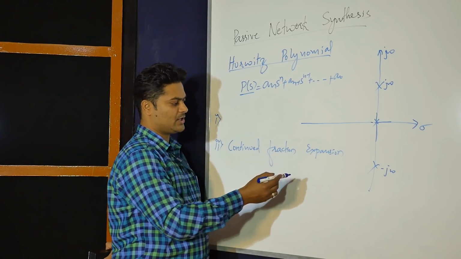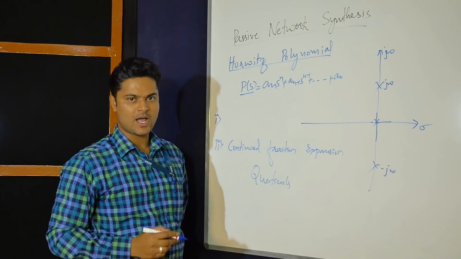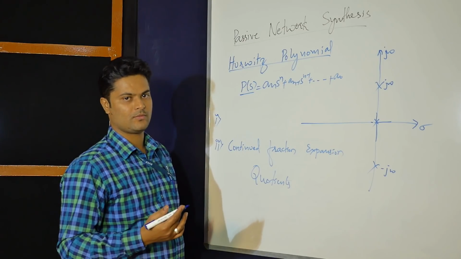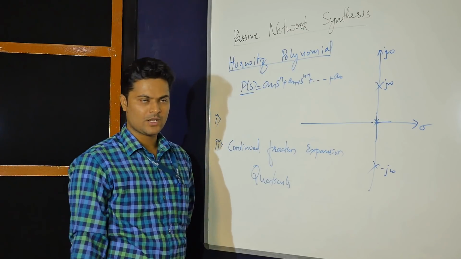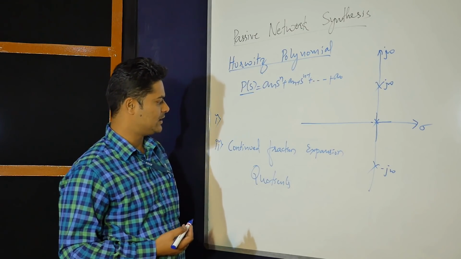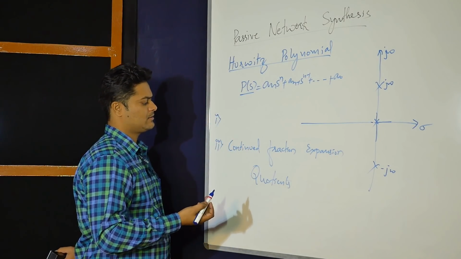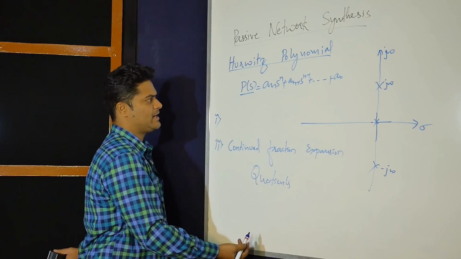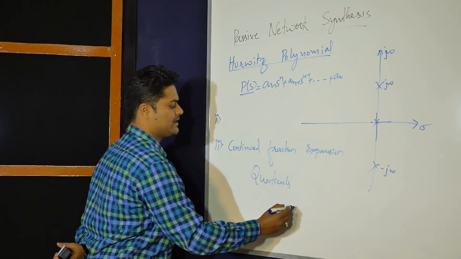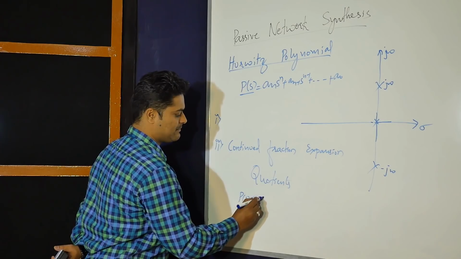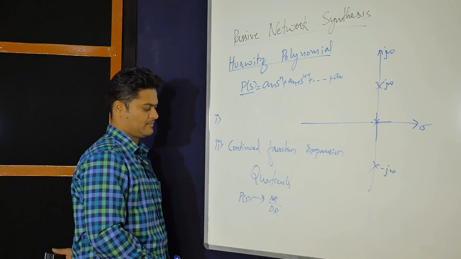In a continued fraction expansion, the quotients which result from this have to be positive. If any negative term comes into the picture, then it is not a Hurwitz polynomial. So taking an example, we will go further in deriving whether a polynomial is Hurwitz or not. As we said, for quotients and continued fraction expansion, this P of S has to be in the form of numerator by denominator. That means P of S should somehow be made in the form of a numerator function divided by a denominator function.